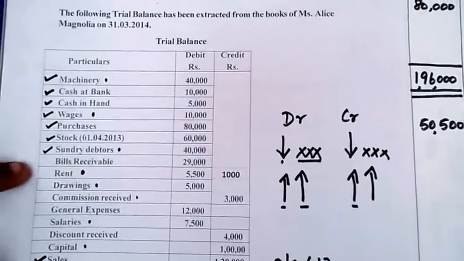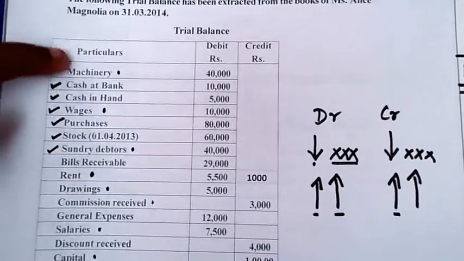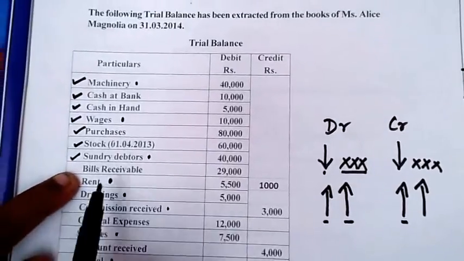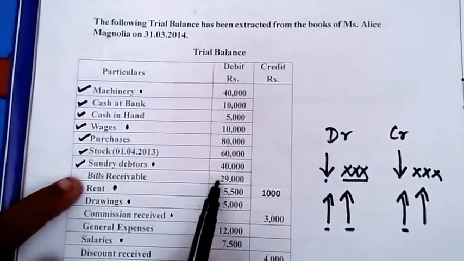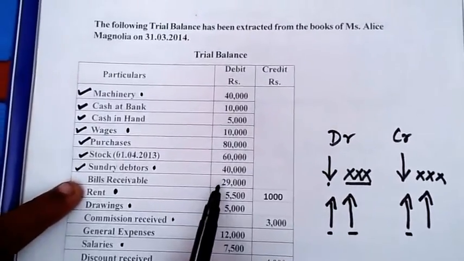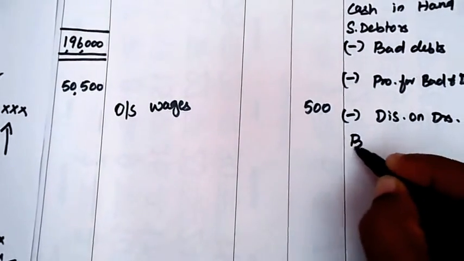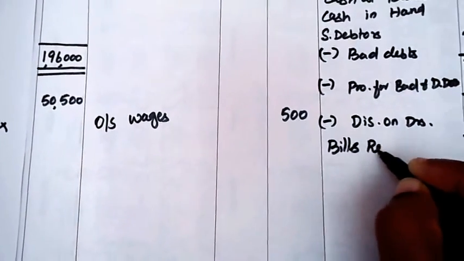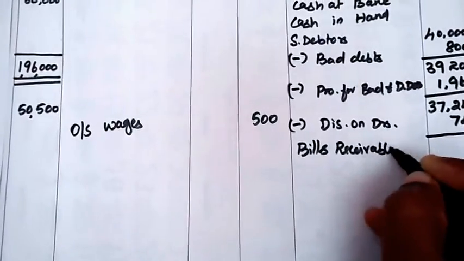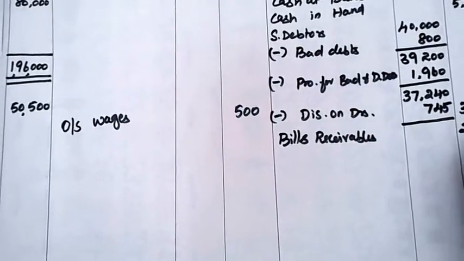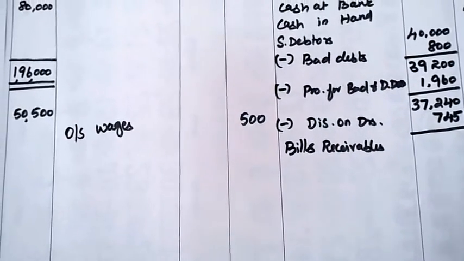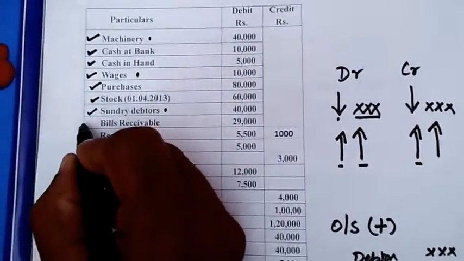Next, see the problem. So all these things you have entered. What is the next item? Bills receivable. For bills receivable, there will be no adjustment. Directly you can enter this amount under which side? Asset side. Bills receivable, how much? 29,000. Directly you can enter it in the outer column because there is no adjustment regarding this. So bills receivable is over.